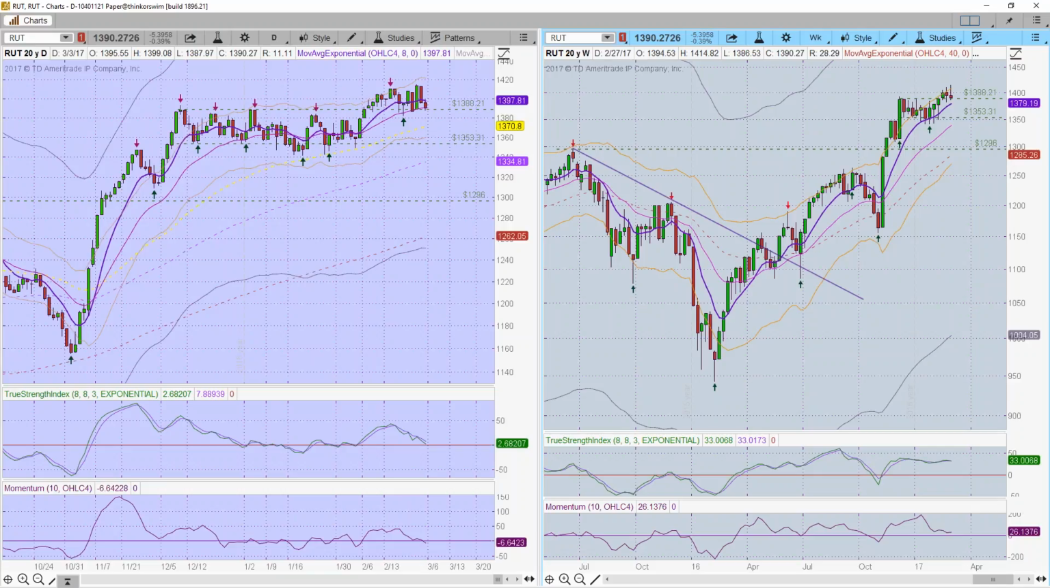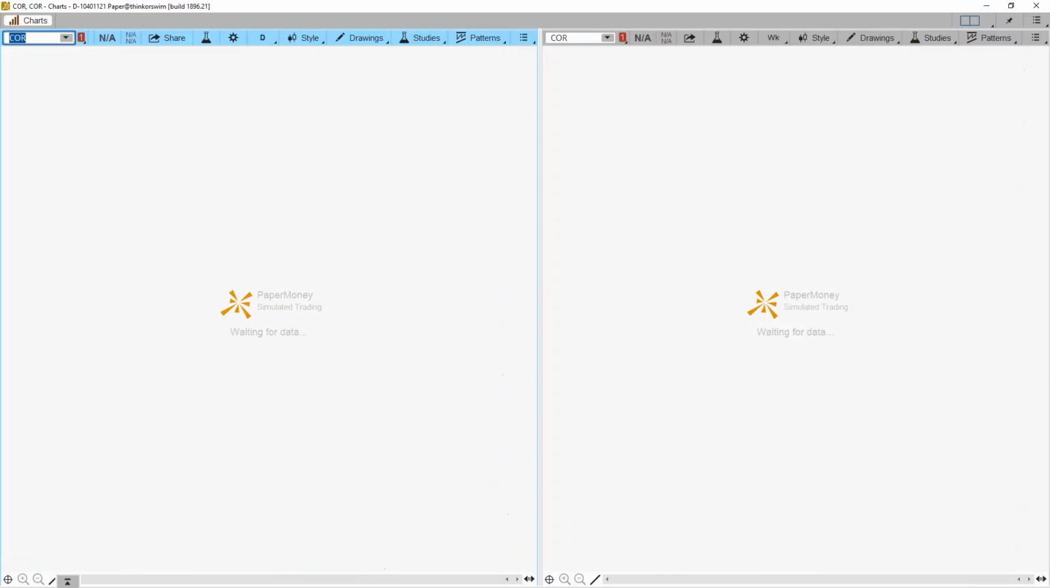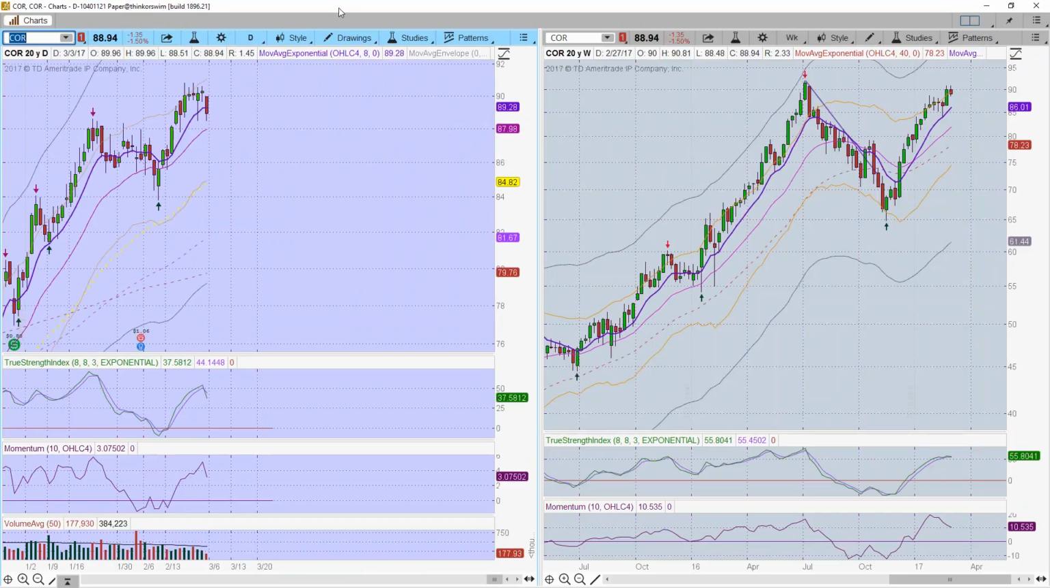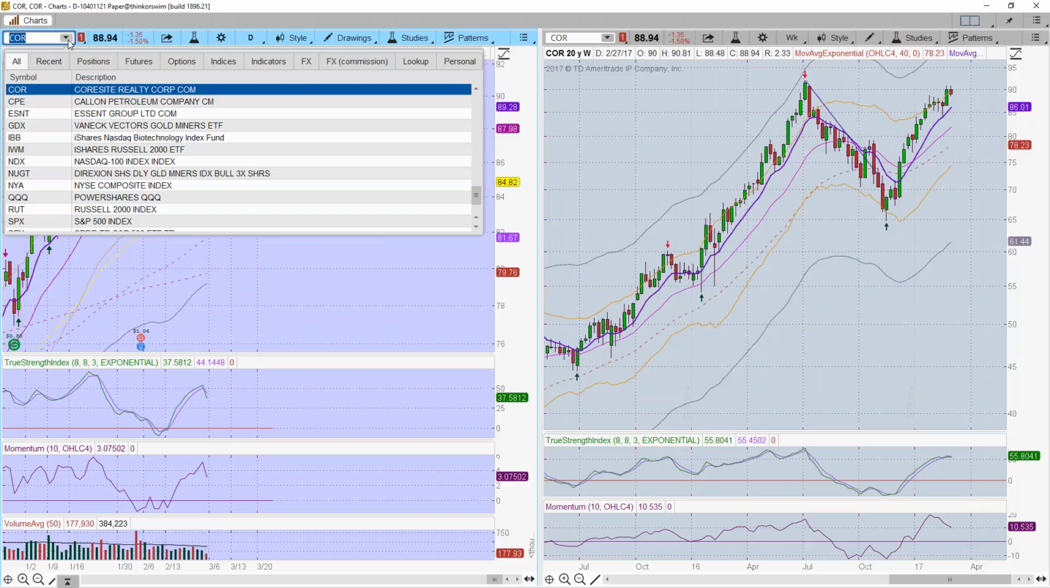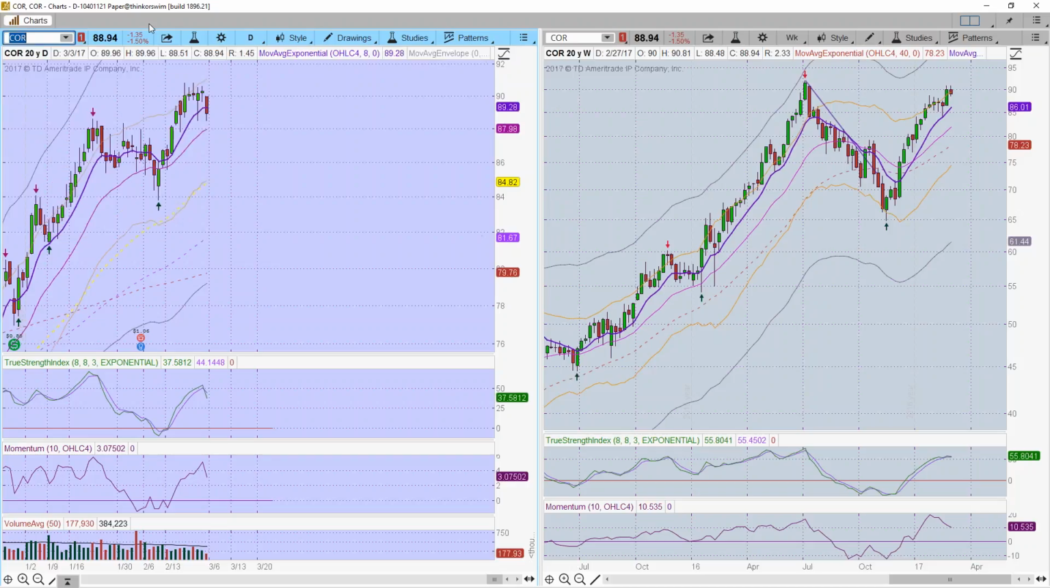Okay, guys, let's look at some stocks. Well, we'll have to make sure that button's still working. So, what stocks would you like to take a look at? COR. What is COR? CoreSite Realty.